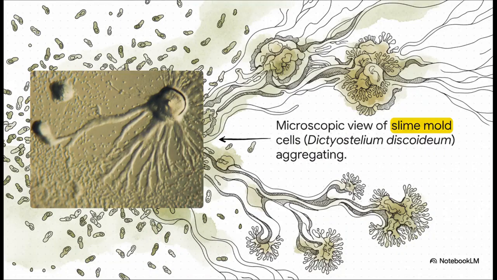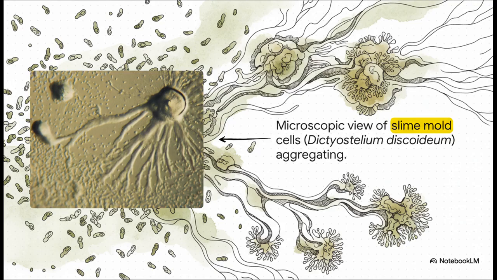So, let's start right here with this really fascinating image. What you're looking at are thousands of individual slime mold cells. Now, when there's plenty of food around, they just do their own thing, acting like single independent amoebae. But when the food starts to run out, something pretty wild happens. They start moving together, coordinating their actions.